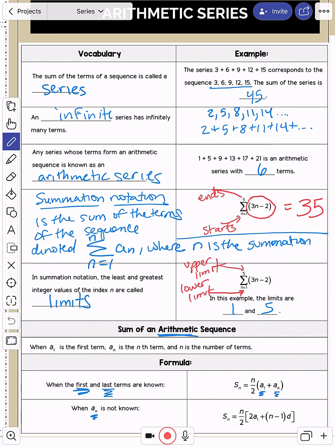If you don't know the last term, then you can still find the nth partial sum by taking n over 2 and multiplying it by 2 times the first term, a1, plus n minus 1 times d. I'm sure you recognize this looks very similar to the formula for an arithmetic sequence, and that kind of makes sense because we're just adding up all the terms of an arithmetic sequence. Great.